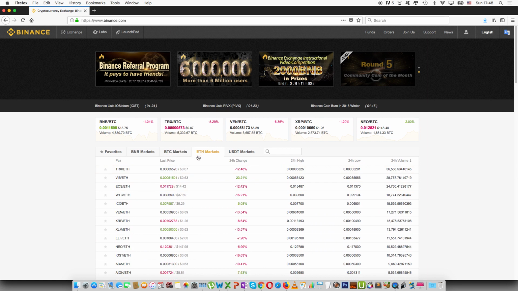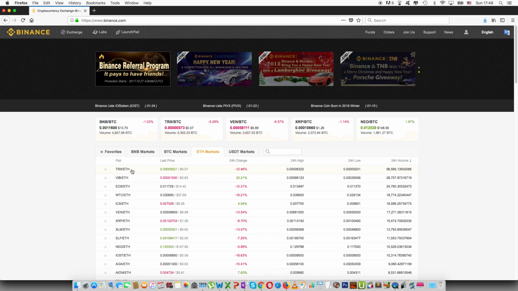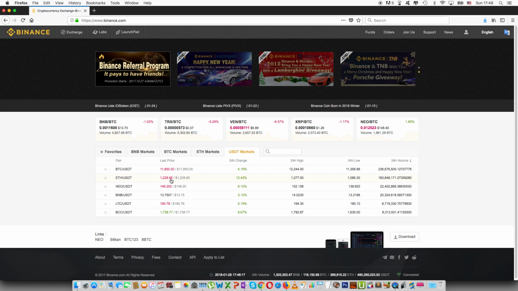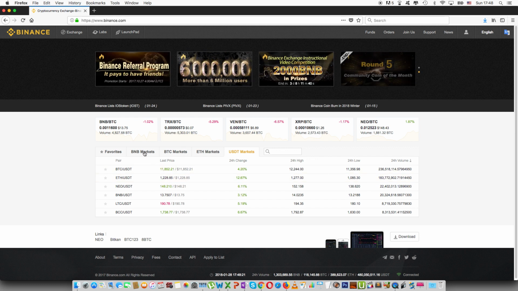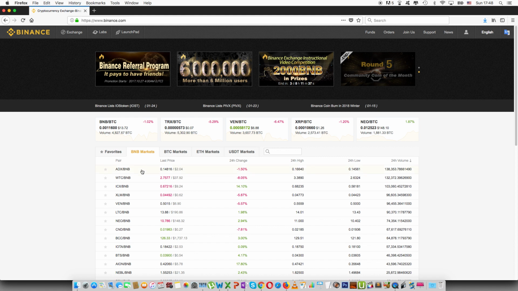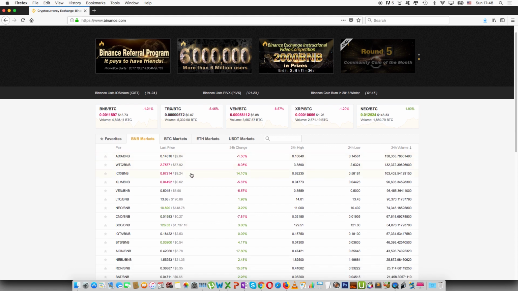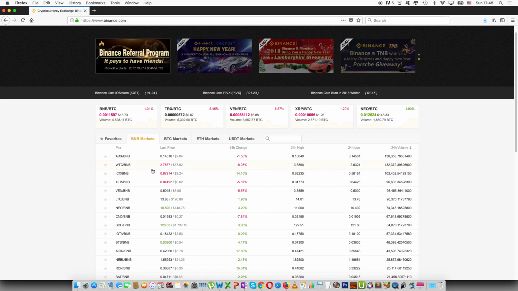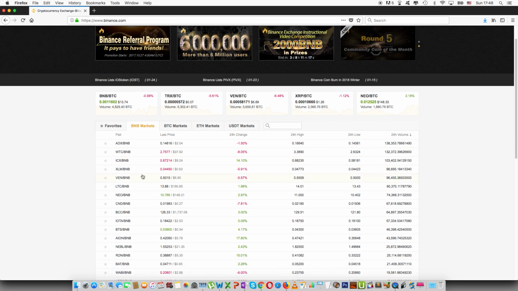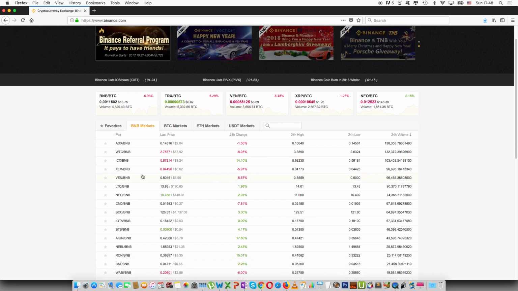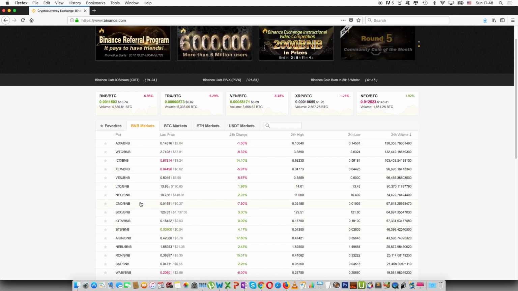Then there are Ethereum markets. In a similar way, you are buying a cryptocurrency for Ethereum. There is USD, so you're buying straight for dollars, and BNB, which is the Binance cryptocurrency. Also, it's quite important to note that the transaction fees for using BNB are lower than for BTC, Ethereum, and USD markets. So Binance encourages you to use BNB markets. If there are cryptocurrencies you can buy with BNB rather than BTC or Ethereum, I would suggest using BNB to have lower transaction fees.